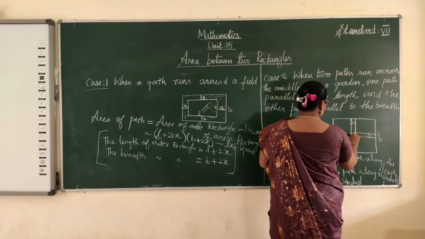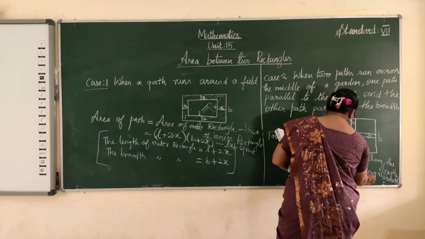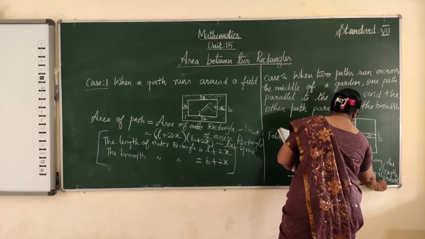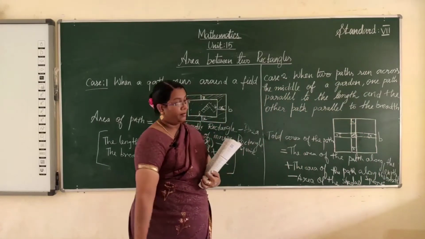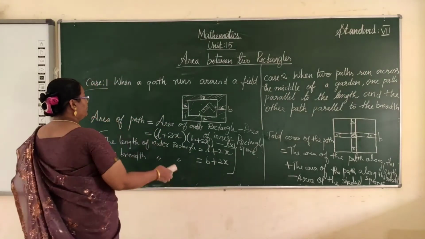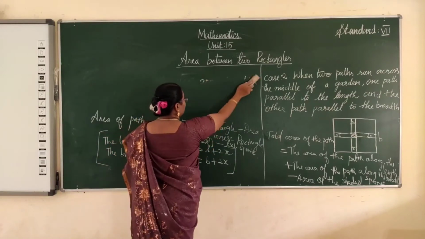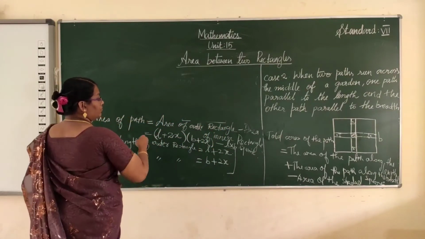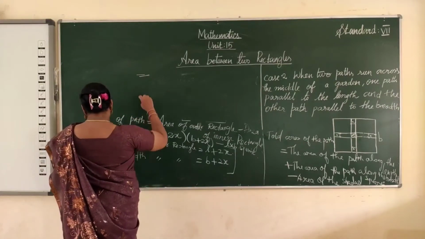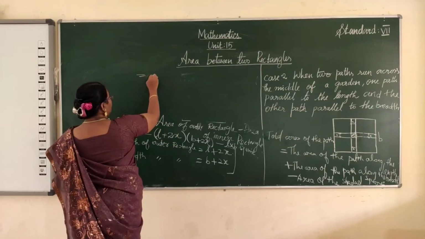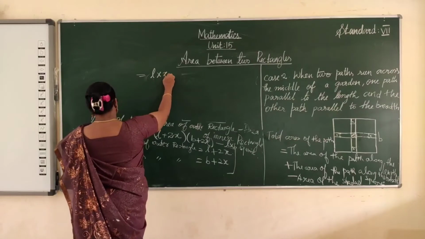The shaded part is a square. Which shape is given? Square. So the area of the shaded square. What is the formula for the area of a square? A square. So the area of the path along the length means L into X.